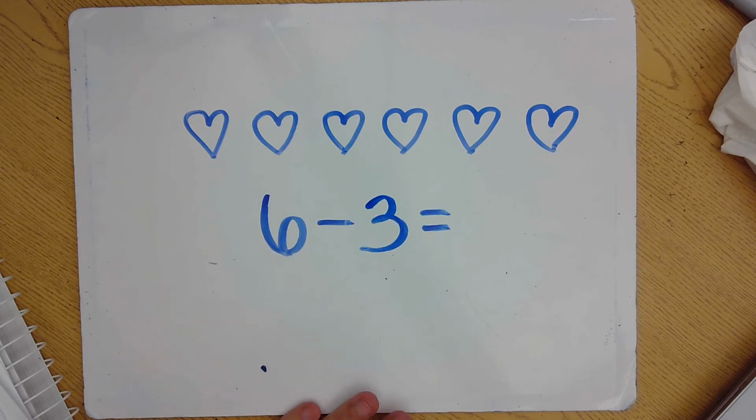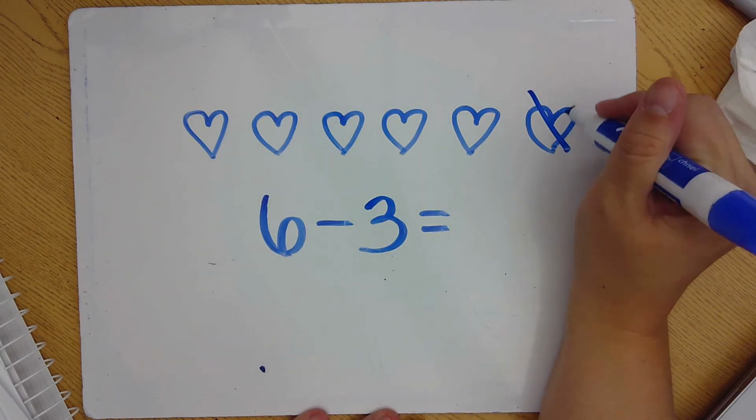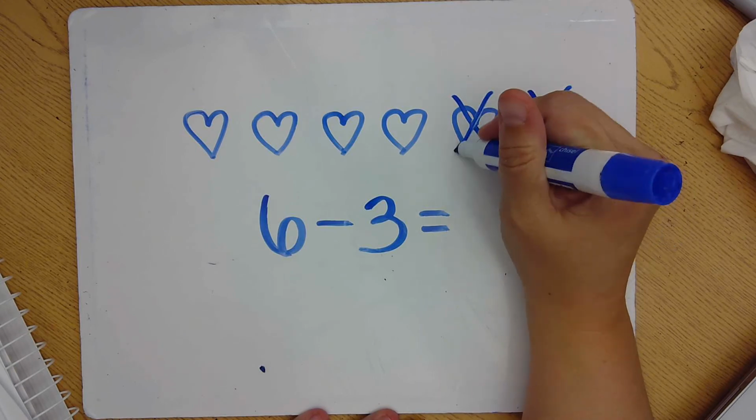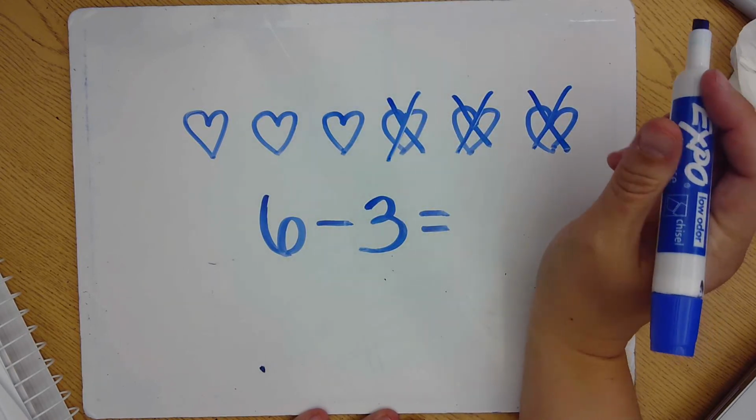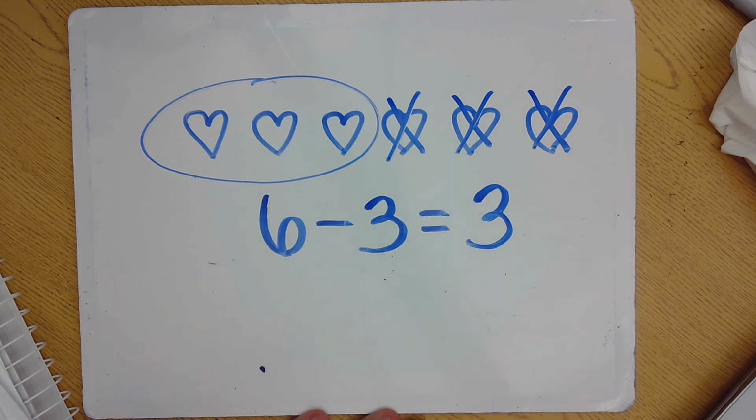So if you lose something or something gets taken away, that's going to be a subtraction problem. Well, one easy way to do this is I can cross out the hearts that I lost. I can count what's left and get my answer that way.